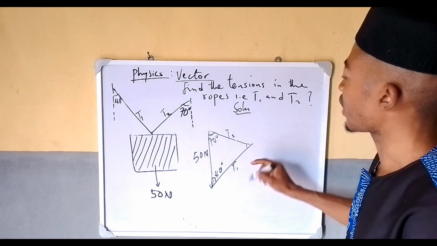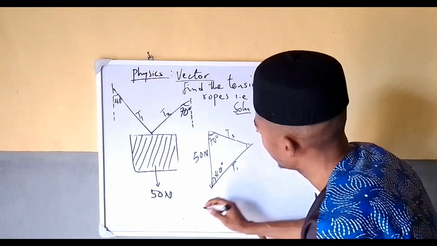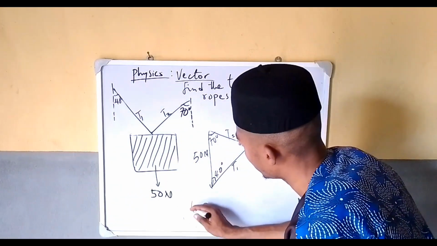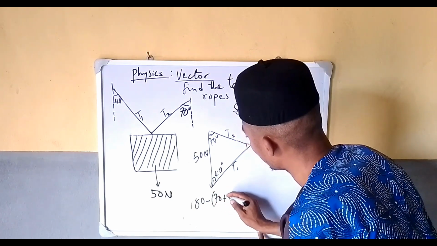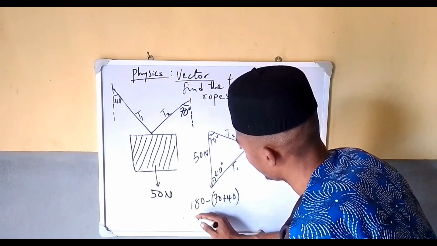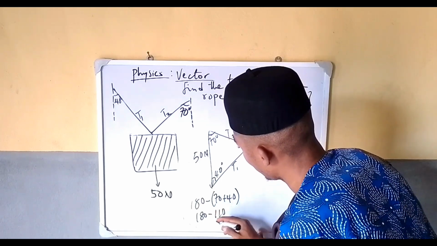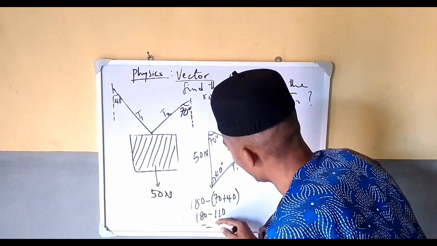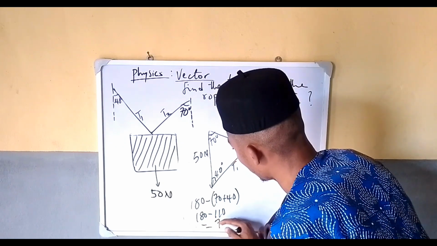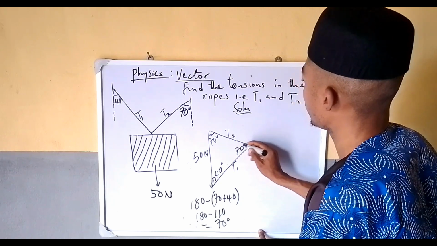Then you have to find the third angle. The sum of angles in a triangle is 180. So 180 minus (70 plus 40) will give you 180 minus 110. So the angle is equal to 70 degrees. So the angle here is 70 degrees.